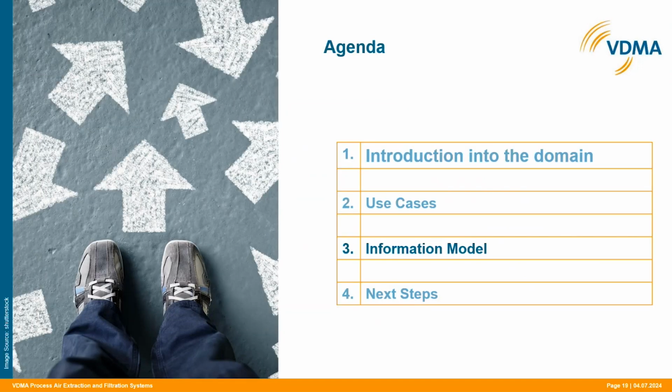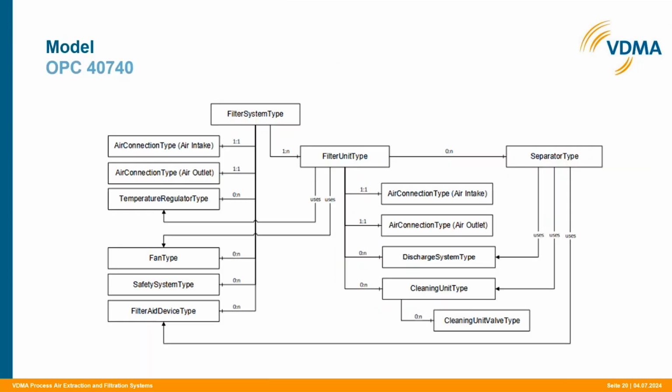In the next slides, I will continue with the information model, meaning that I'll show you how we incorporated those different ways extraction and filtration systems are working, and the use cases, into a common rule set or frame for all of those companies that collaborated on the companion spec. Our companion spec shows that we view filter systems or PAEFS in a multi-stage way.